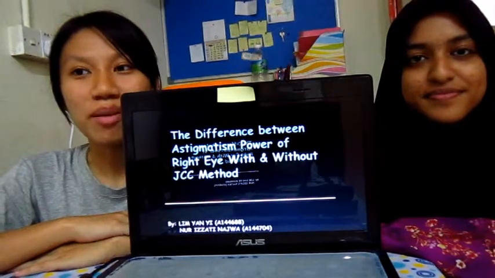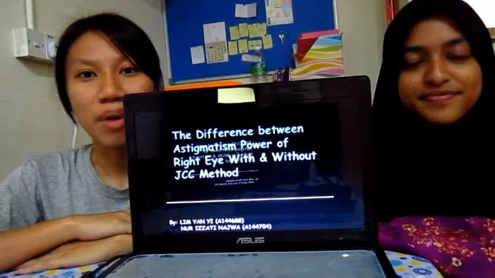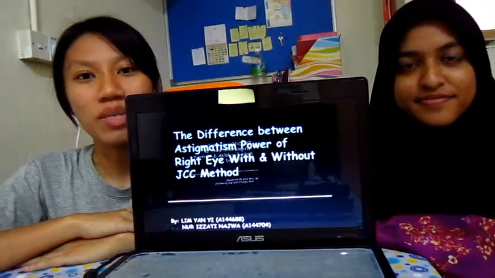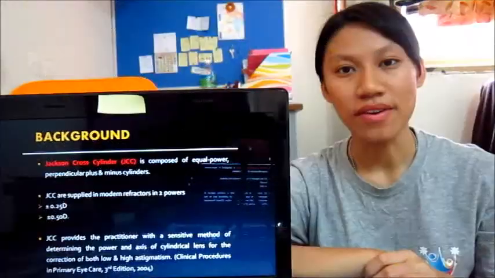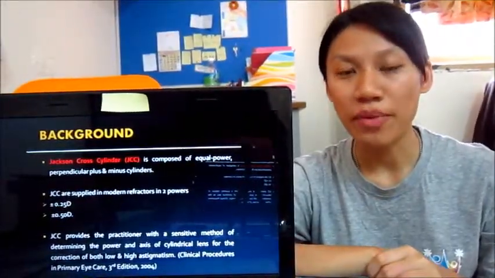Today, we would like to present about the difference between astigmatism power of right eye with and without using JCC method. First of all, we start off with background.